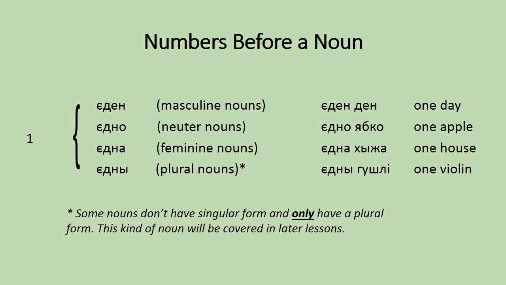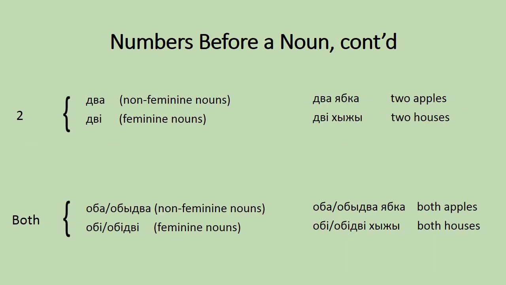Jedny. Jedny is used for nouns that only have a plural form. Jedne huśli. 1 violin. Next, we'll go over the 2 different ways to say the number 2 when a noun follows. Dwa.